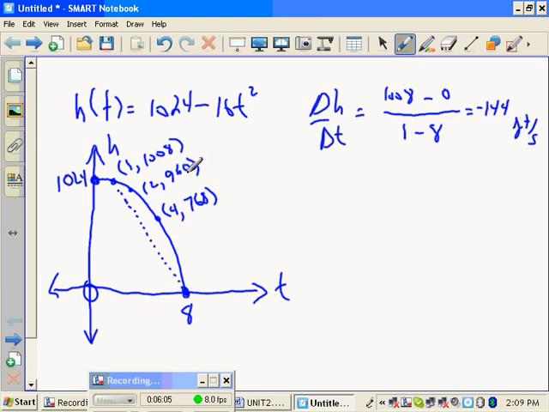Okay. How about if we go from this point to this point, down here? It's not quite a line, but pretend, okay? So from 1 to 4. What's delta H over delta T now? Well, you start off 1,008 minus 768 over 1 minus 4. Okay. And that happens to work out to negative 80. Why is it negative, by the way?